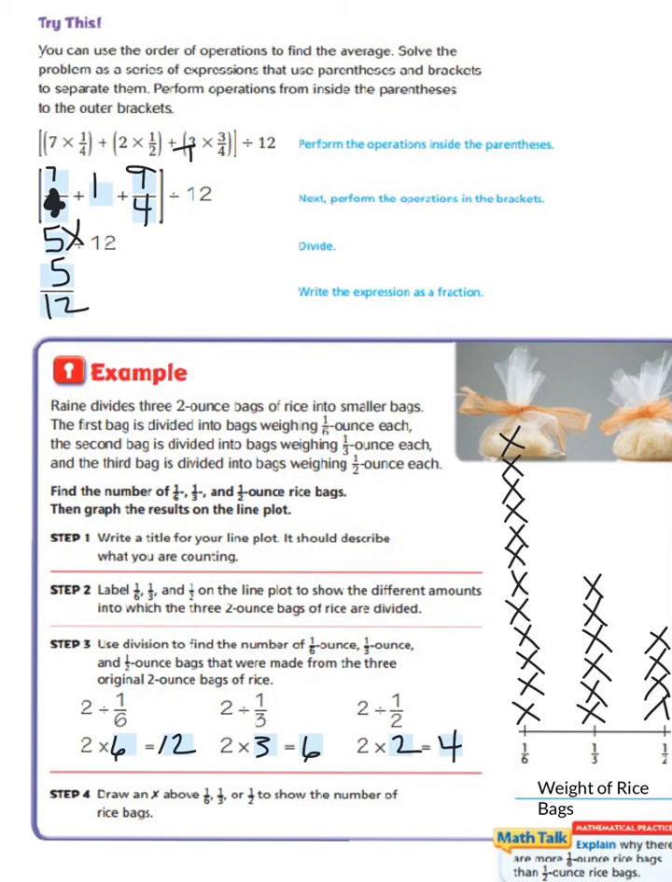Now, step 4 says to draw an X above 1/6, 1/3, or 1/2, which is what we just did. And that will finish our line plot.